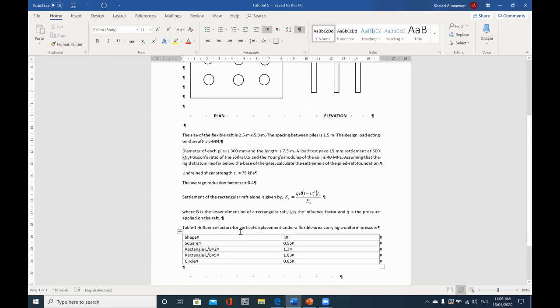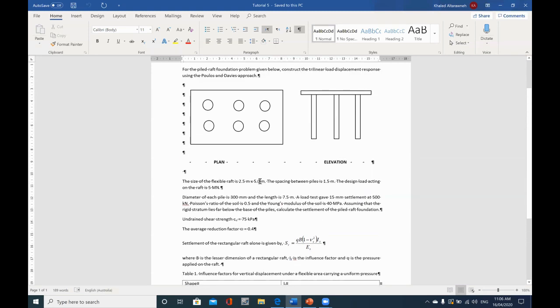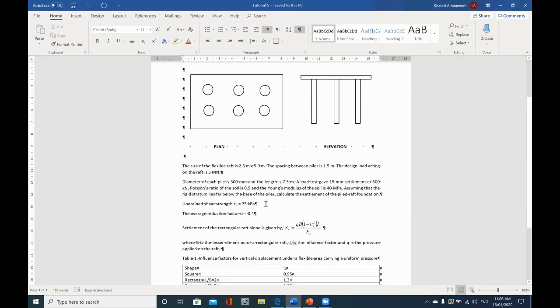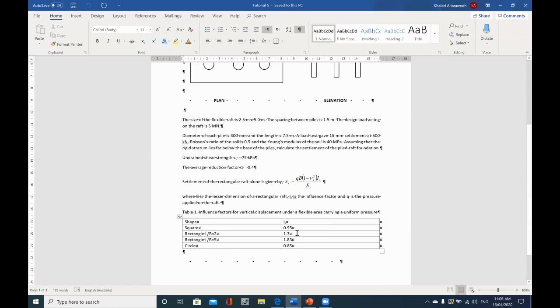Okay, and this is the influence factor for vertical displacements. This is the influence factor here for the vertical displacement under a flexible area carrying a uniform pressure. So depending on the shape here, for the rectangular we have two values depending on the ratio of length to width. If the length to the width is 2, which is here 5 divided by 2.5 meter, that's 2. So we calculate here the value of IS.